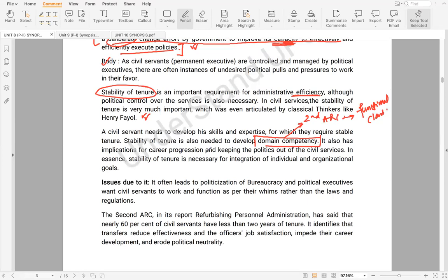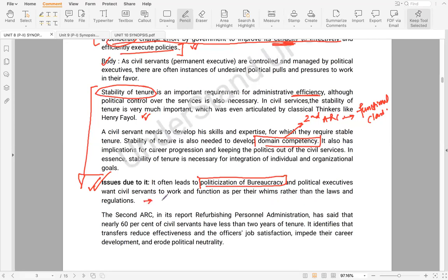It also has implications for career progression and keeping the politics out of the civil services. In essence, stability of tenure is necessary for integration of individual and organization goals. We have here explained why you need stability. Now we'll talk about the issues pertinent to this personnel process. It often leads to politicization of bureaucracy, and political executives want civil servants to work and function as per their whims rather than the laws and regulations.